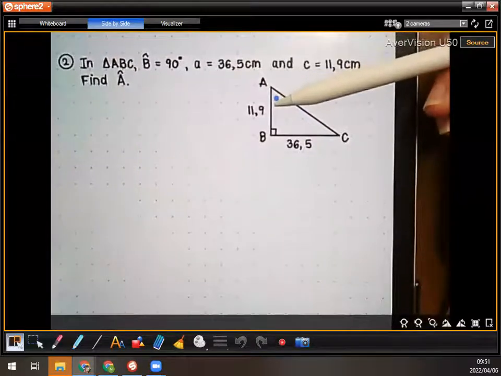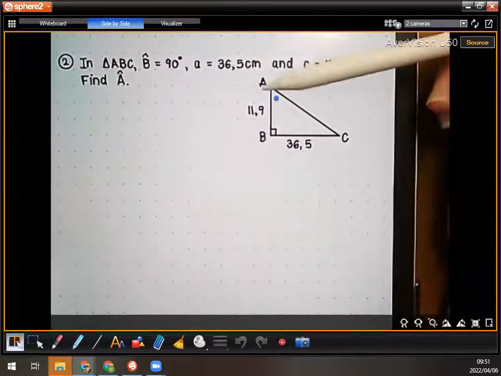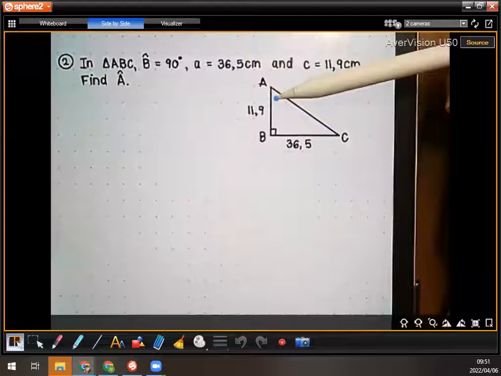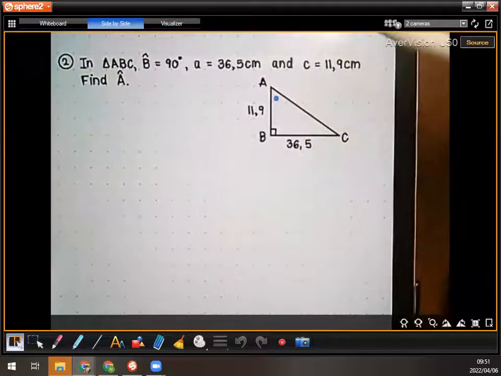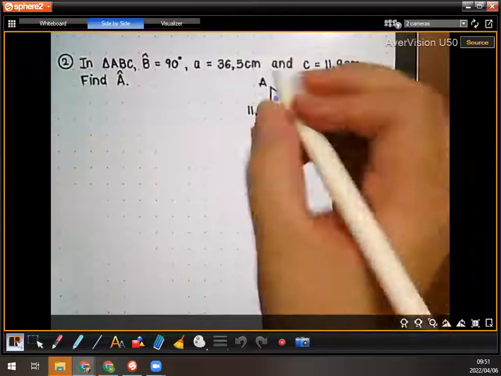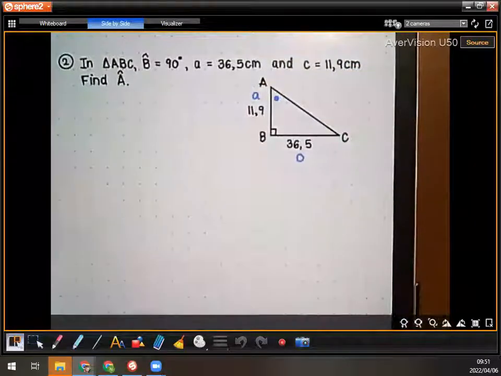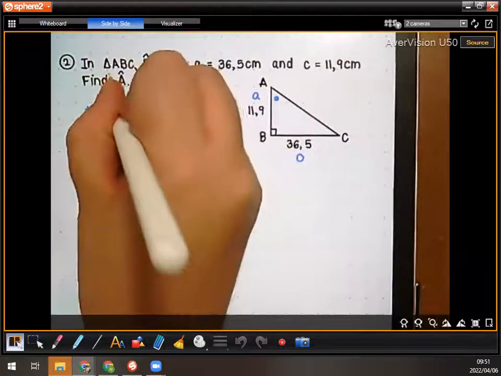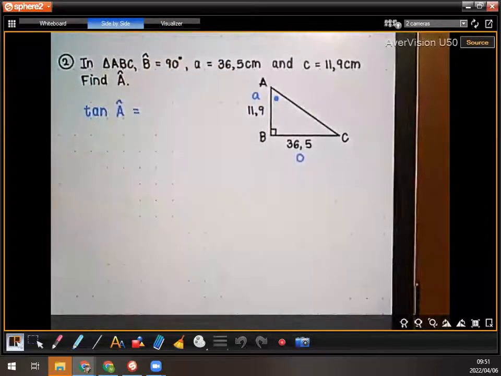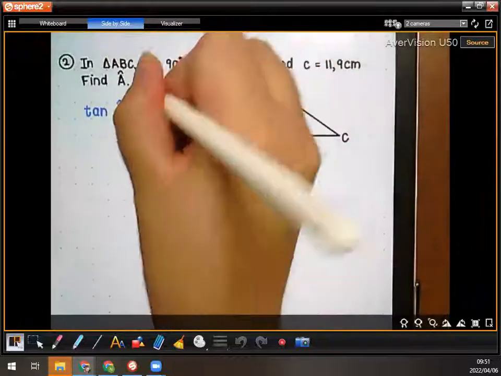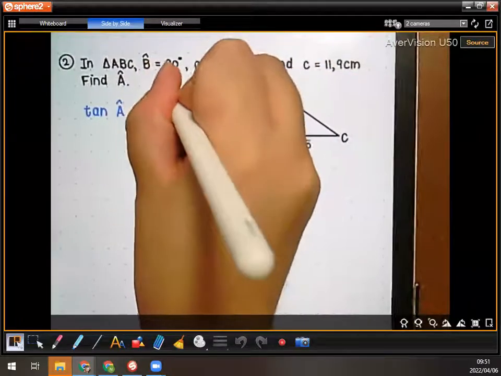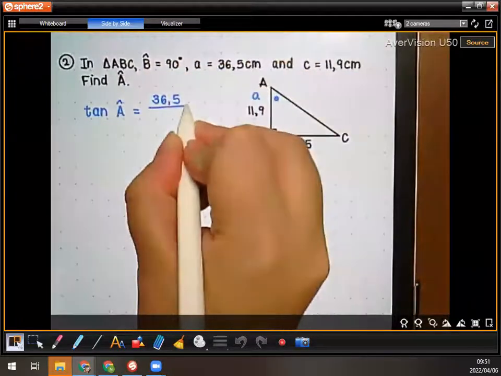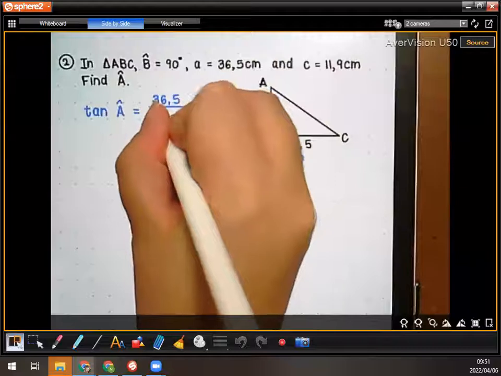What are the sides that we have? Which sides do we have in relation to this angle? They have given us the opposite side. They have also given us the adjacent side. Which trig ratio works with opposite and adjacent? Tan. So tan of angle A is equal to opposite over adjacent, 36,5 over 11,9.